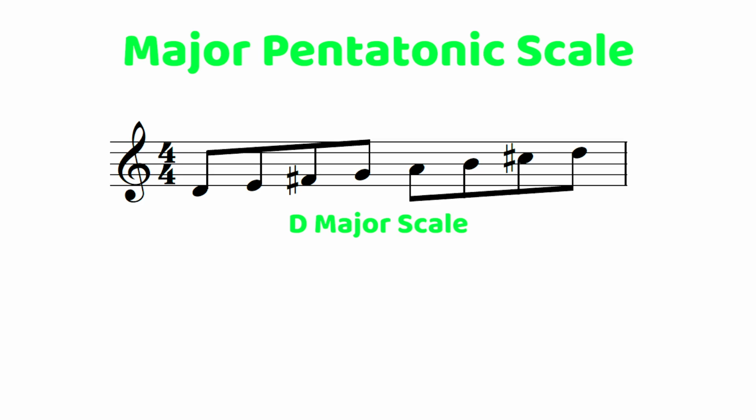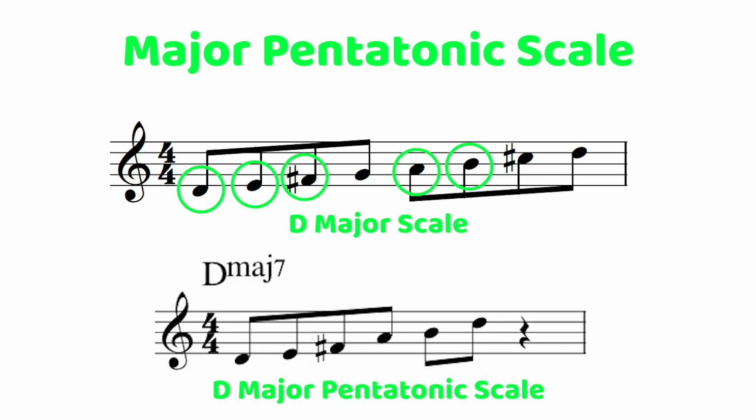So a major pentatonic scale is just going to be 1, 2, 3, 5, 6 of the major scale. So in other words, we're going to look at the major scale as a reference. Then from there, we're going to use the following scale degrees: 1, 2, 3, 5, and 6. That's going to build a major pentatonic scale.